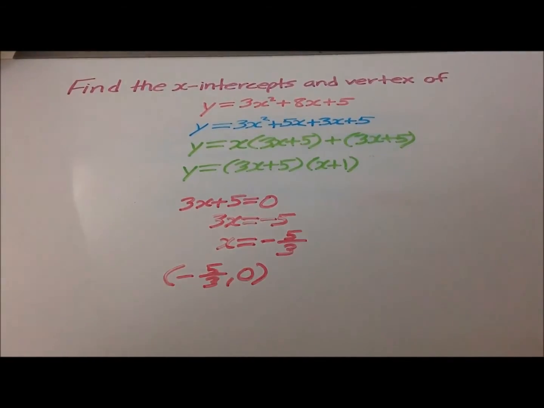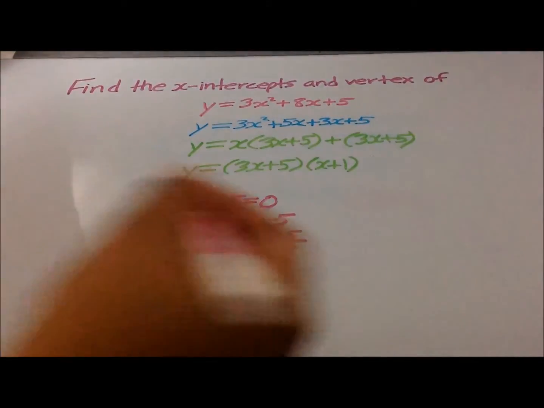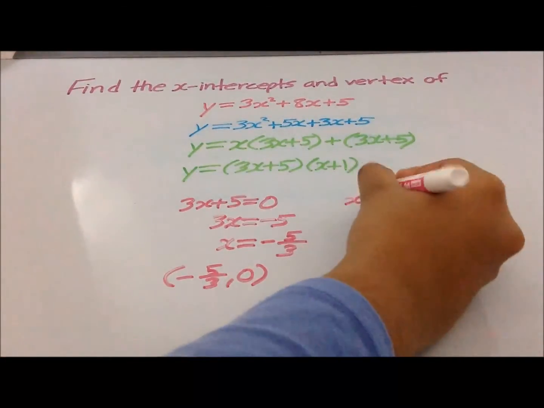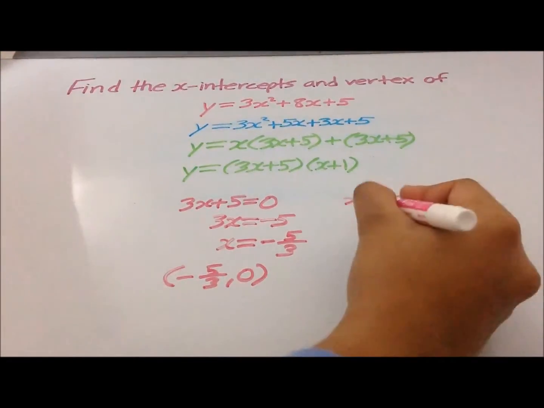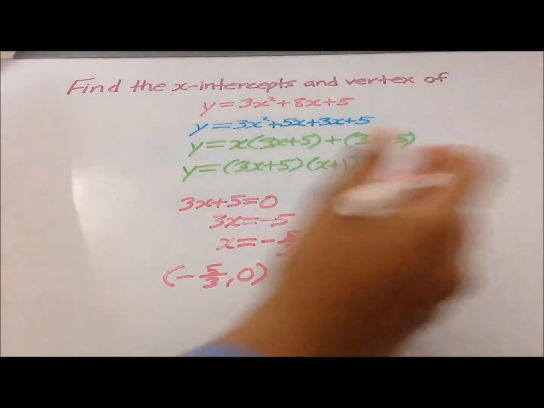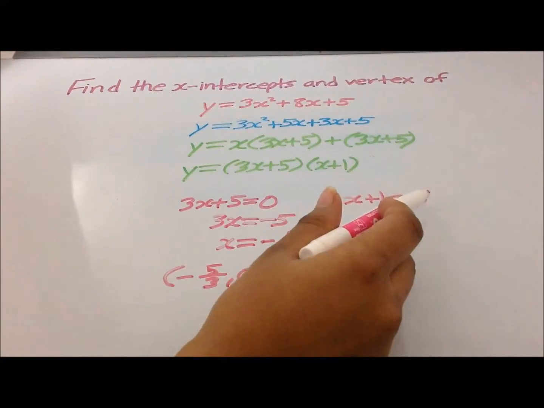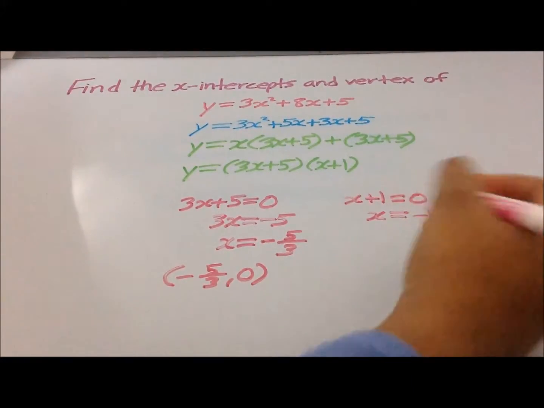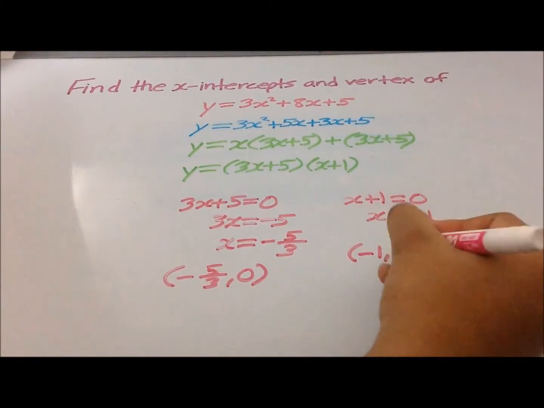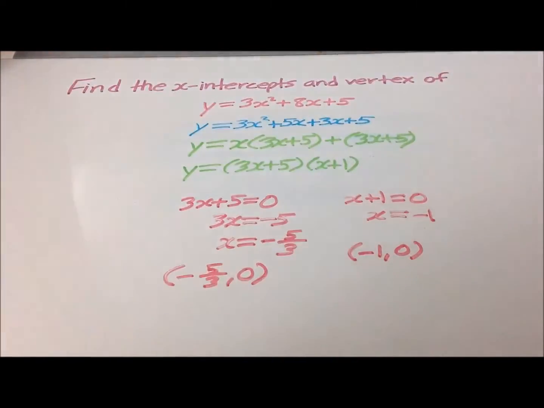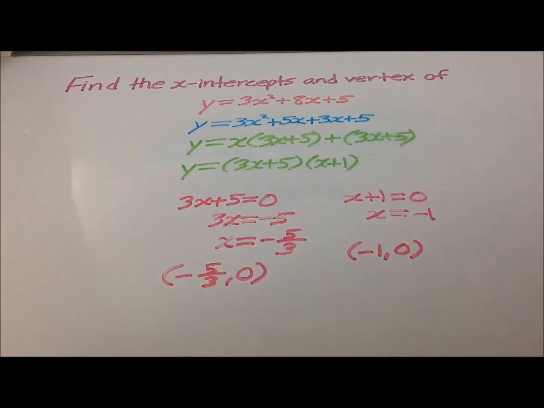To find our second x-intercept, we would do the same thing. So we would take x plus 1 equals 0. So x equals, we bring positive 1 to the other side, so it becomes negative 1. So our second x-intercept is negative 1 and 0. We have now found our zeros, also known as x-intercepts.